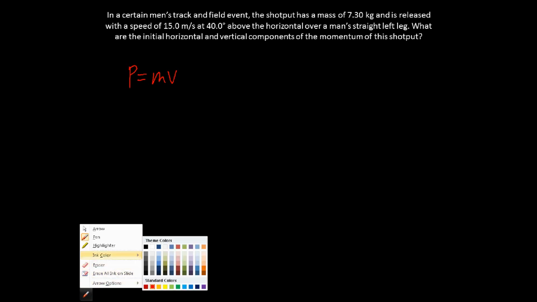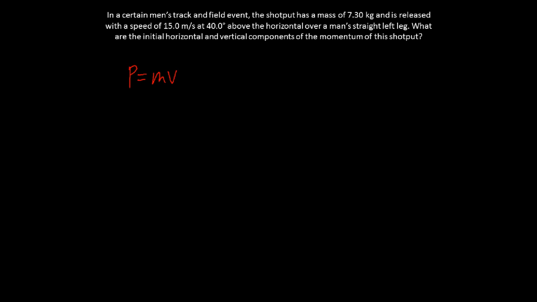So, of course, we're going to use the formula for momentum, that is P equals mass times velocity. Now we're going to draw the free body diagram of this problem. Now we know that the shot put is released this way, so the velocity is 15.0 meters per second. Then the angle is 40.0 degrees.